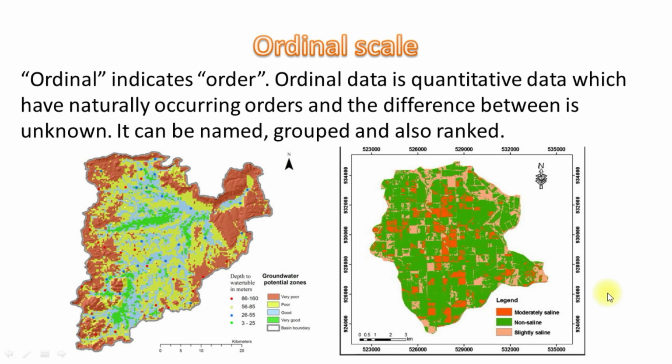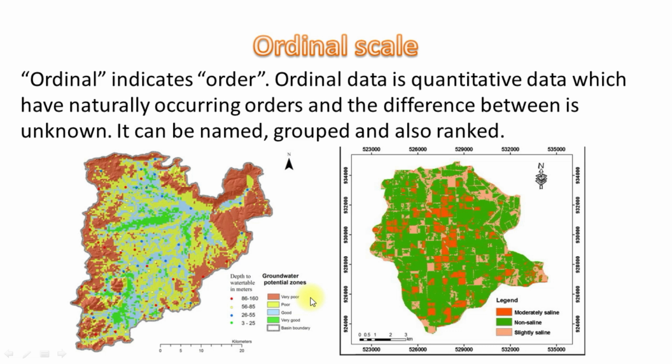So we can see here two maps. The first map is groundwater potential zones of a certain area, right? You can see the classes of this map: very poor, poor, good, very good, etc. What is the difference between this type of data scale and the nominal scale? You can order these values from low to high. For instance, very poor, poor, and good are different. We can say that a good groundwater potential zone is better than poor, and poor is better than very poor. So you can make an order between classes.